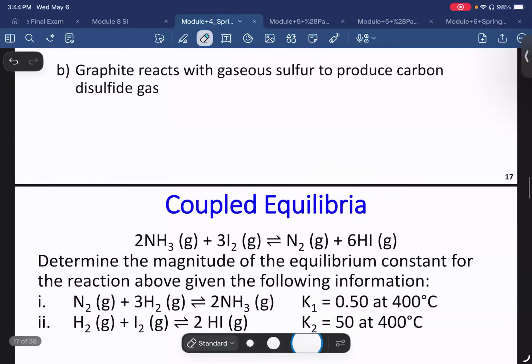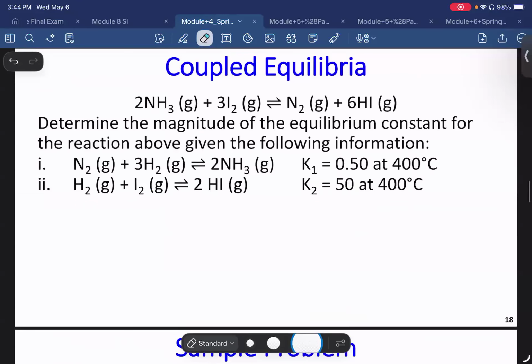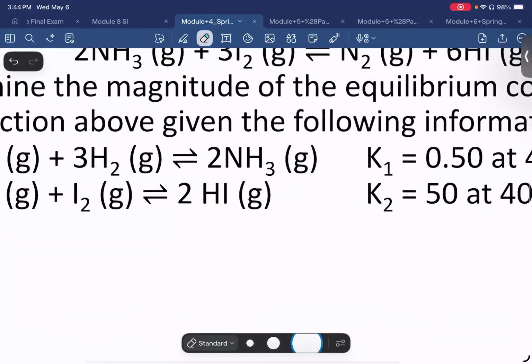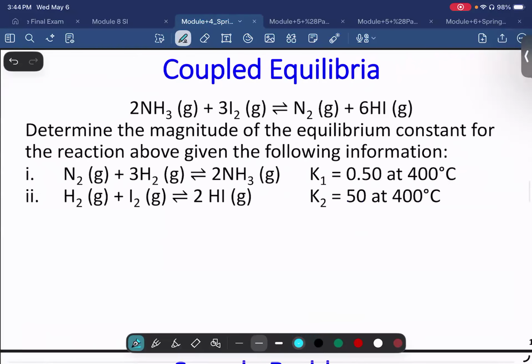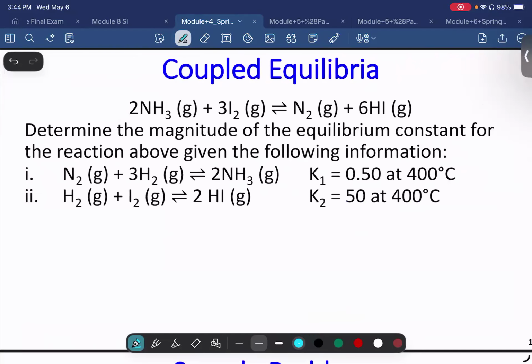And then after that, we have coupled equilibria. So coupled equilibria, all you have to do is similar to Hess's law, where we have to combine these things, but instead of multiplying or dividing the K values, we're going to put exponents on them. So if you want to flip a reaction, we're going to put a negative exponent on that K value.